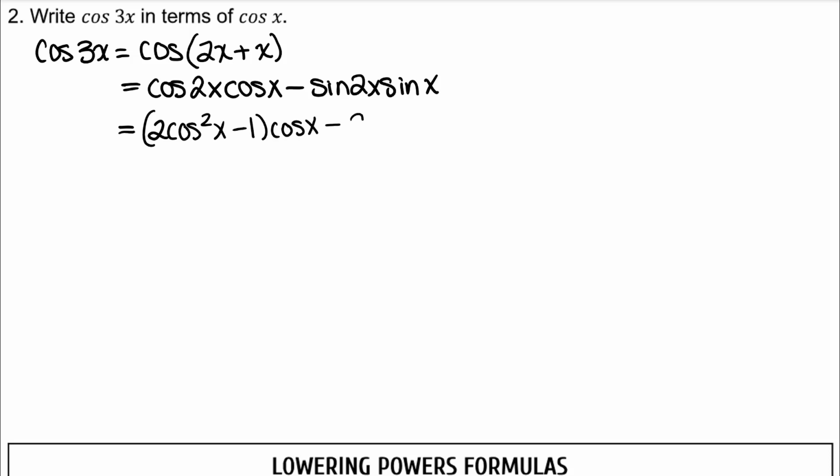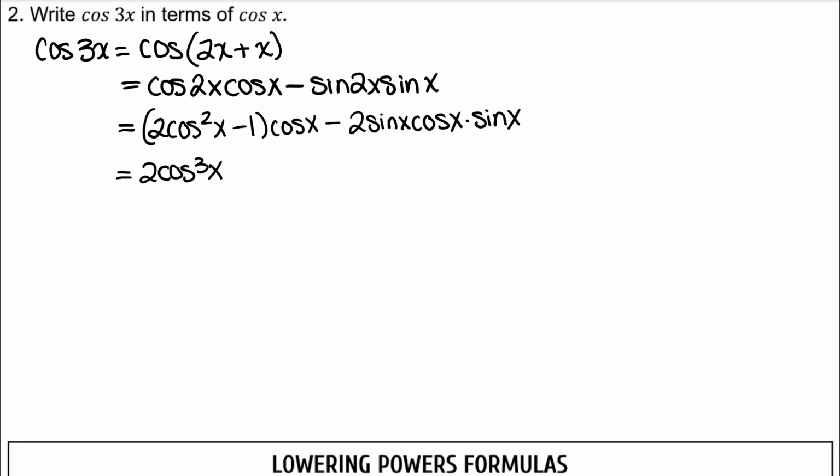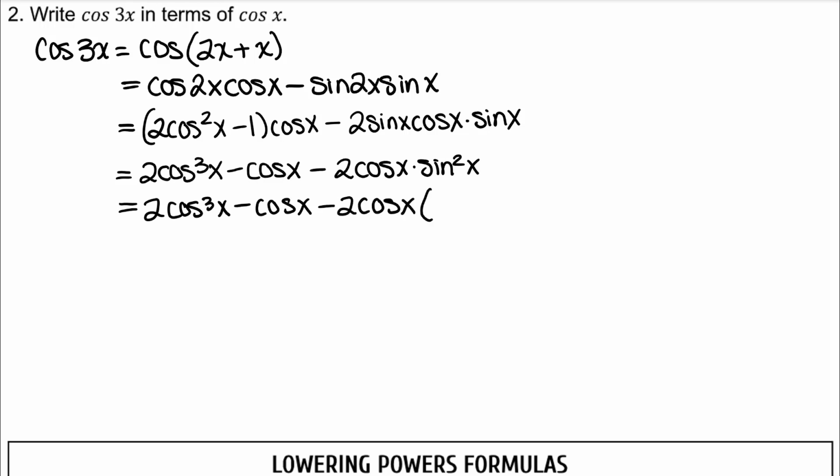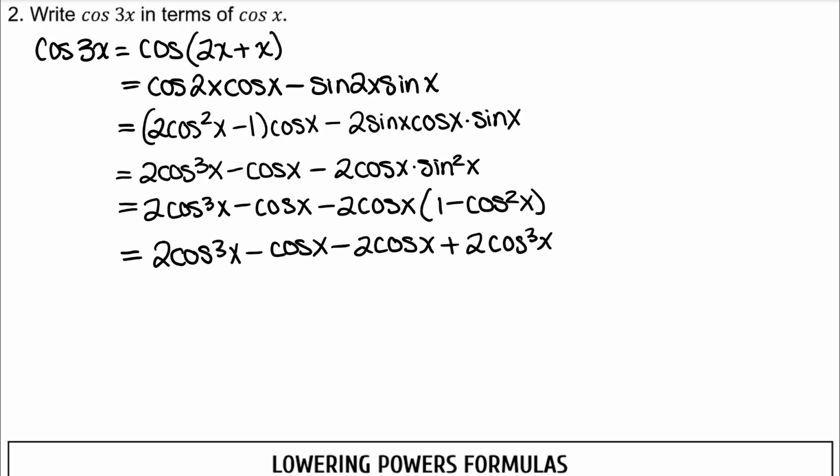Sine of 2x is equal to 2 sine x cosine x, so plug that in for sine of 2x. Now distribute the cosine x. You have 2 cosine cubed x minus cosine x minus 2 cosine x sine squared x. Oh my goodness, sine squared x, that's a Pythagorean identity. So substitute 1 minus cosine squared x so that our expression only has cosine of x. Distribute the negative 2 cosine x and then combine like terms. Cosine of 3x in terms of cosine x is 4 cosine cubed x minus 3 cosine x.